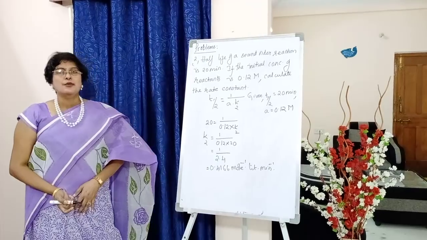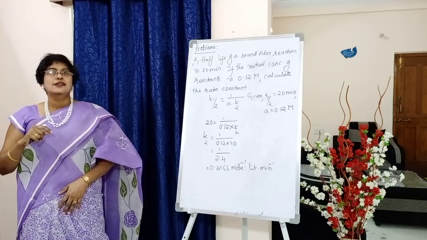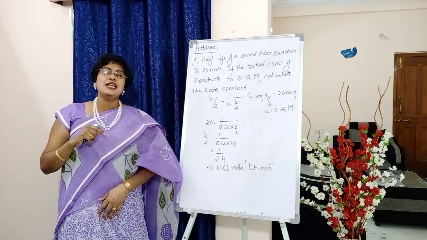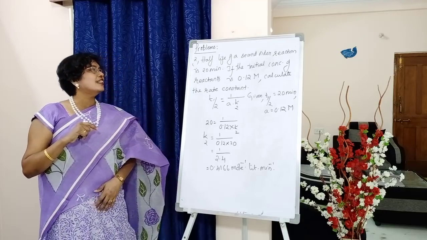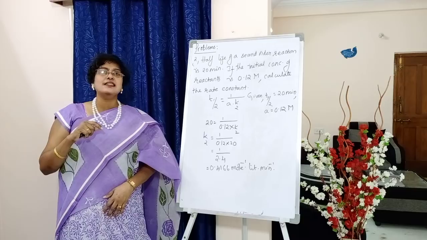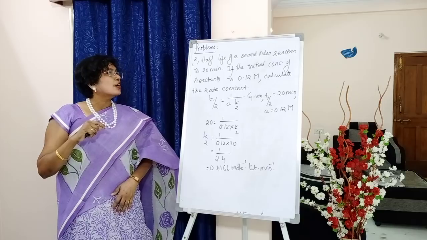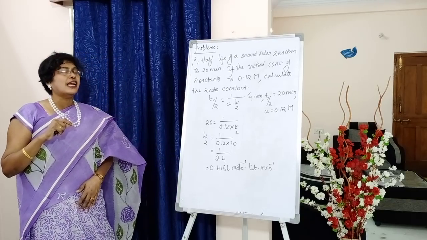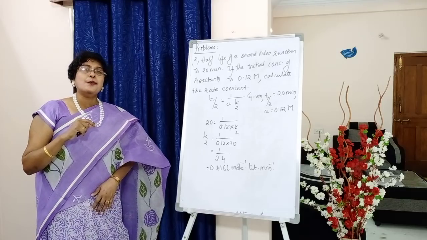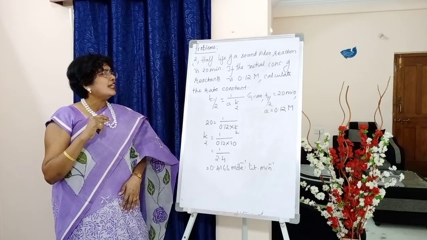Okay. Problem number 2. Ready? Write down. Half-life of a second order reaction is 20 minutes. Time is given in minutes. Full stop. If the initial concentration of the reactants is 0.12 molar, capital M, calculate the rate constant.